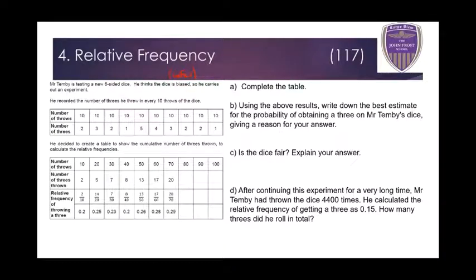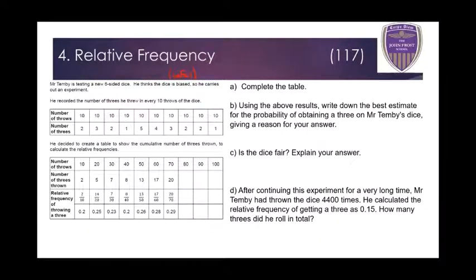So this is a table. He threw the dice 10 times each round, recorded it 10 times, and counted the number of threes he got. He decided to create a table to show the cumulative number of threes thrown, and he used this to calculate the relative frequency. Now, relative frequency is the real life frequency, whereas the expected frequency is what you would expect. If you think it's a fair dice, and you know there's a 1 in 6 chance of getting a 3, that would be your expected frequency. But if you actually test it out in the real world, you get your relative frequency.